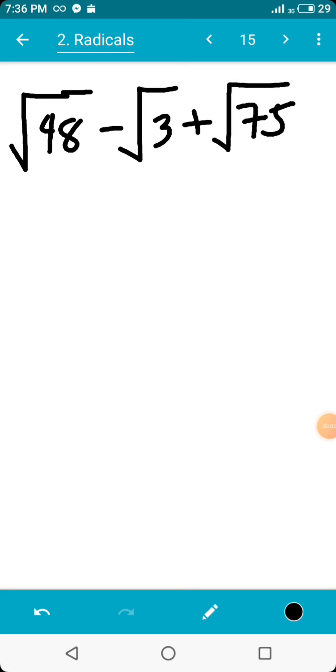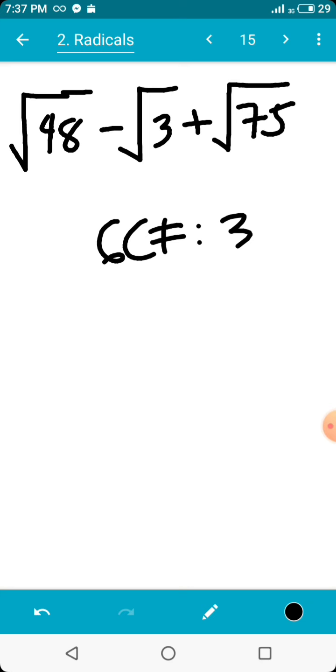Alright, so we have here square root of 48 minus square root of 3 plus square root of 75. So, in this case, hindi pa tayo pwede mag-minus or mag-add kasi nga, iba-iba pa yung ating radicals. Okay? Dapat pare-parehas muna sila. So, ang gagawin natin is kunin natin yung GCF ng 48, ng 3, at saka ng 75. And their GCF is 3. Okay?